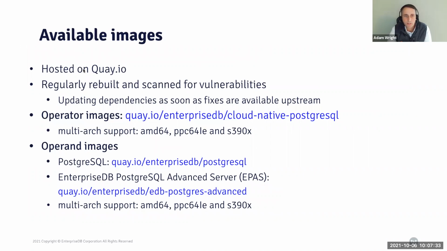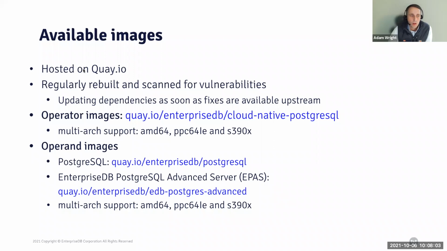If you need to get the images, they're hosted on quay.io. We rebuild those images. So every night we check, is there an update to the base image? So if there's a patch for GCC, a Red Hat UBI image update, anything like that, then we're going to rebuild the image. And then we also check for Postgres minor updates as well. So every night we do a check. If one of those two things matches, or both of those things match, then we build a new image.